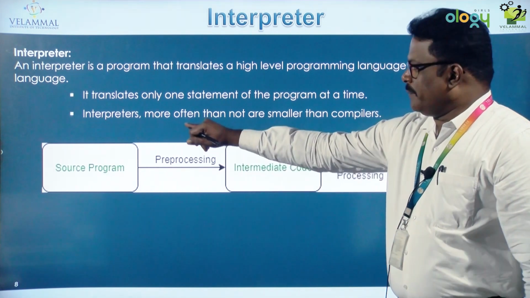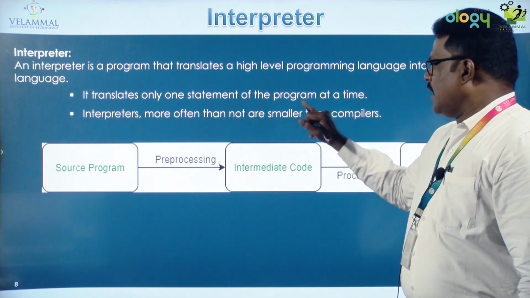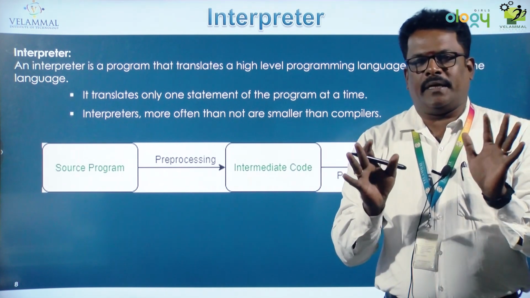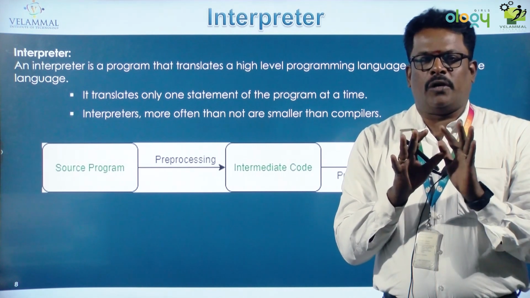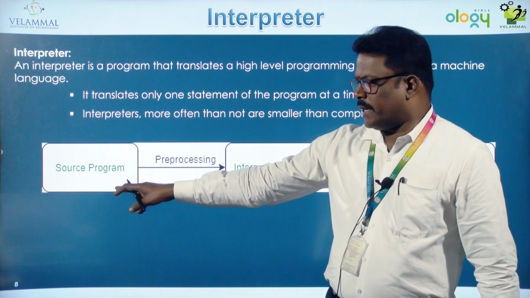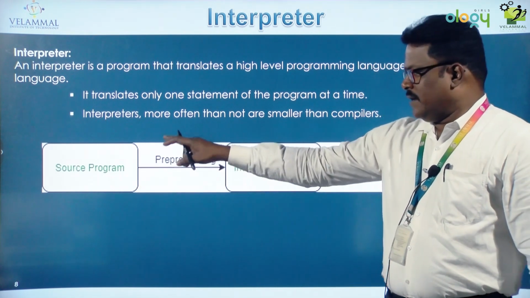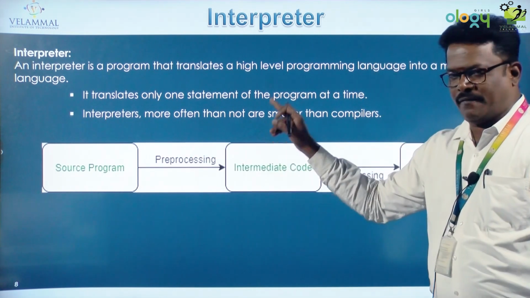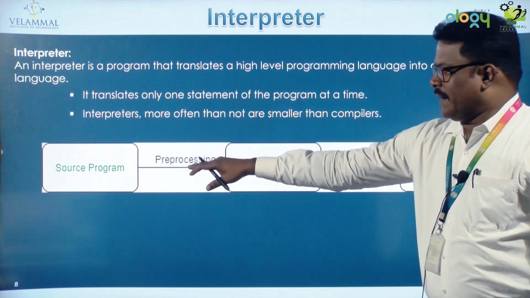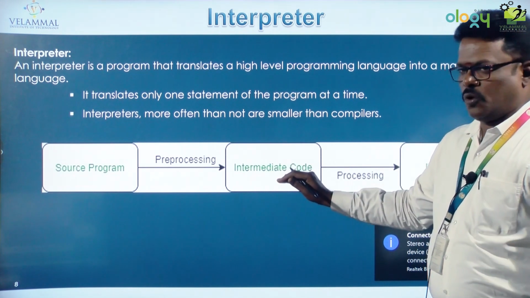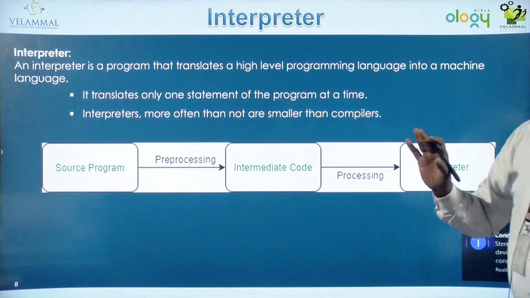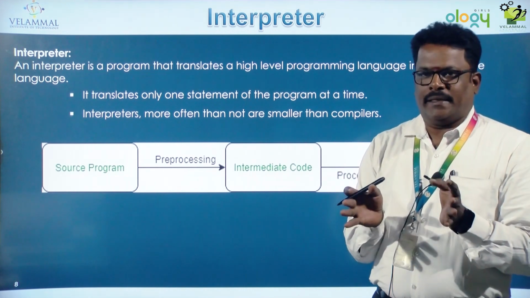Okay. Interpreters more often than not are smaller than compilers. Compilers and interpreters are the same, and they do it in different forms. Right. How is it going to do it? This is the source program. By pre-processing, we enter the program and we make the interpreter interpret our program. Now, by combining these two, the intermediate code will be generated, then it will be processed by the interpreter. This is what happens in the Python interpreter.